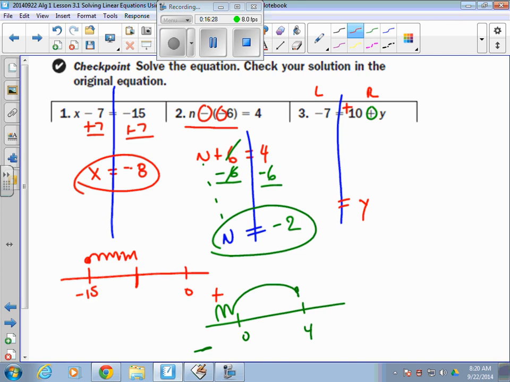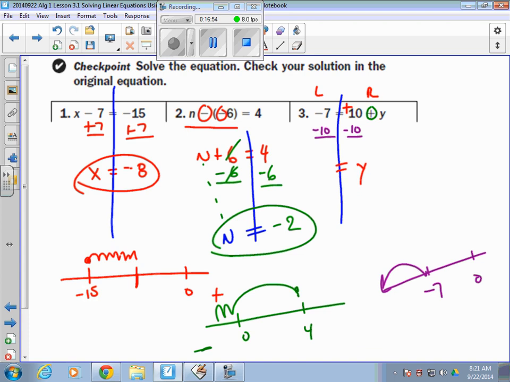If that would have been negative, you would have to undo it by subtracting. But it says plus 10 since it's positive. Undo that by subtracting 10. If you subtract 10 on the right, you need to subtract 10 on the left. Negative 7 minus 10. Again, think of that number line. Negative 7 minus 10 is to go 10 more times in that direction. So you get y is equal to negative 17.